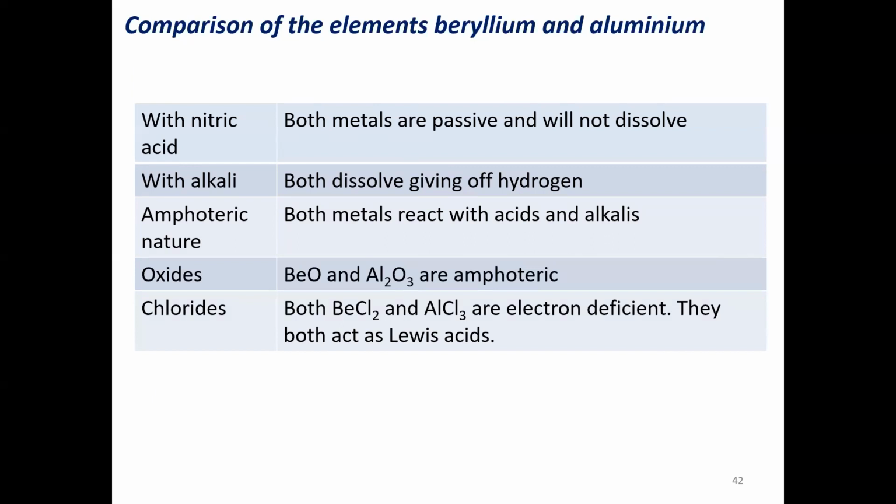Beryllium oxide and aluminium oxide are amphoteric. And also for their chlorides, both chlorides are electron deficient. That means they want to accept electrons, so they act as Lewis acids.